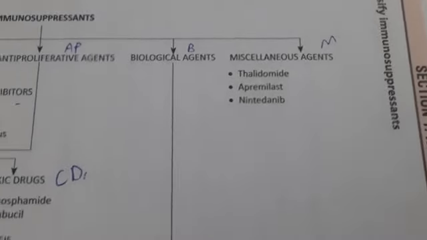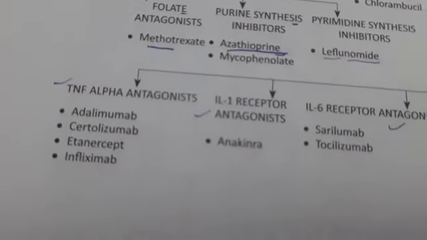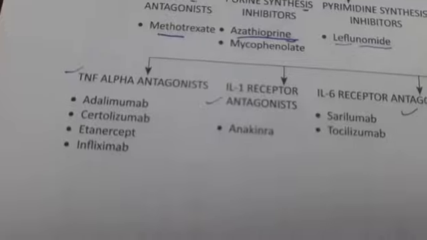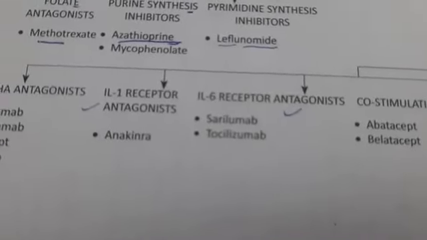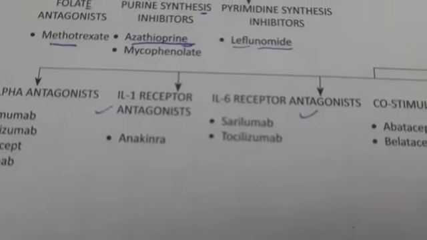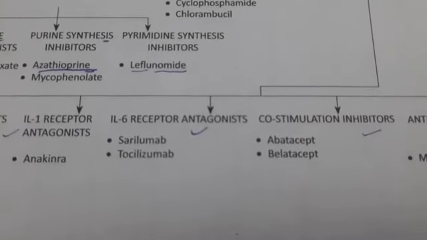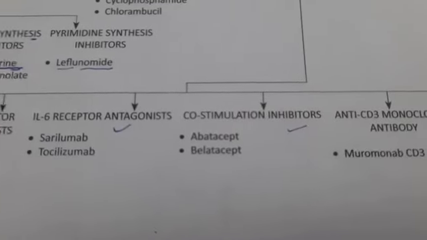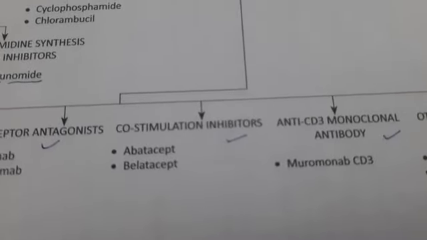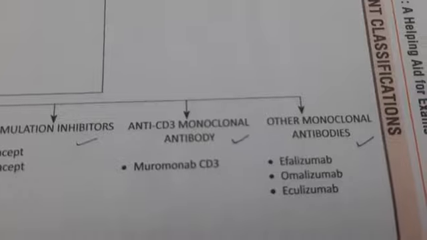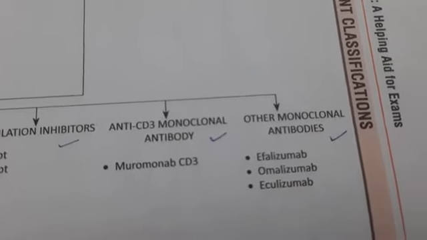Now, biological agents. Biological agents include the TNF alpha antagonists, which are adalimumab, certolizumab, then interleukin 1 receptor antagonist, anakinra, then interleukin 6 receptor antagonist, sarilumab, co-stimulation inhibitors abatacept and belatacept, and anti-CD3 monoclonal antibody muromonab CD3.